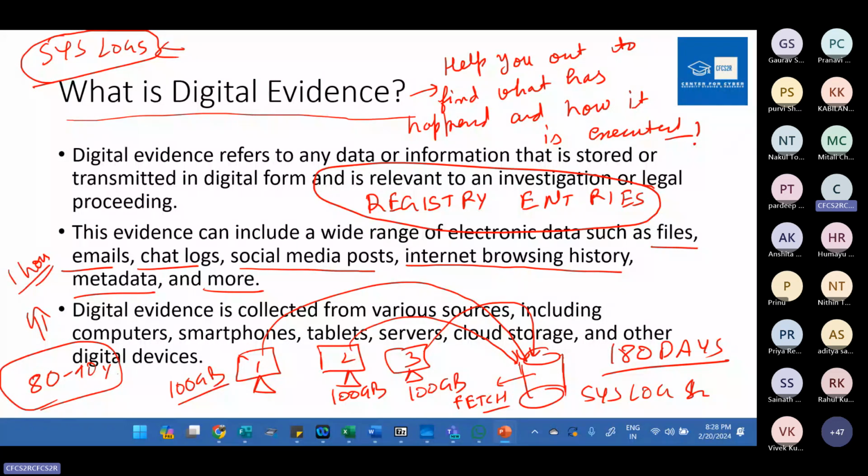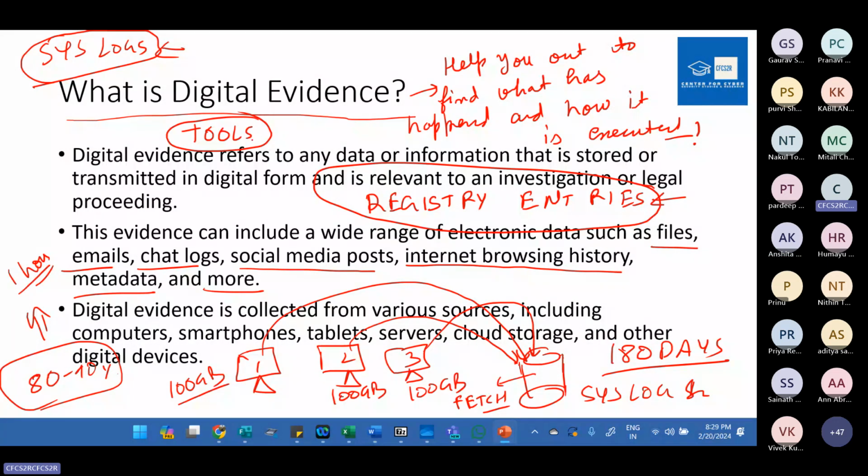But why I'm emphasizing the registry entries is because this is a very important part that most people are forgetting. And you know what is the main problem nowadays in forensic science? The biggest problem is people are relying more on the tools. People are relying more on the tools.